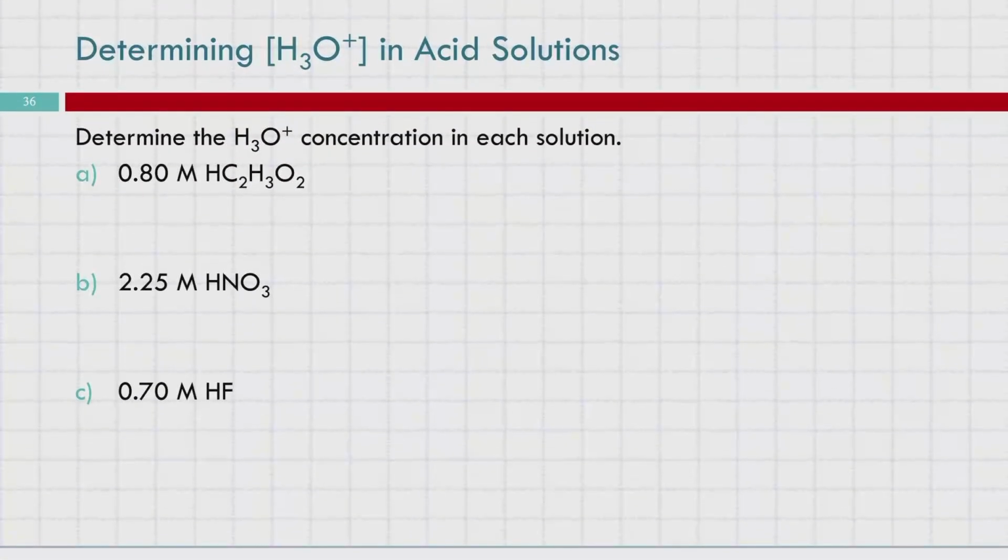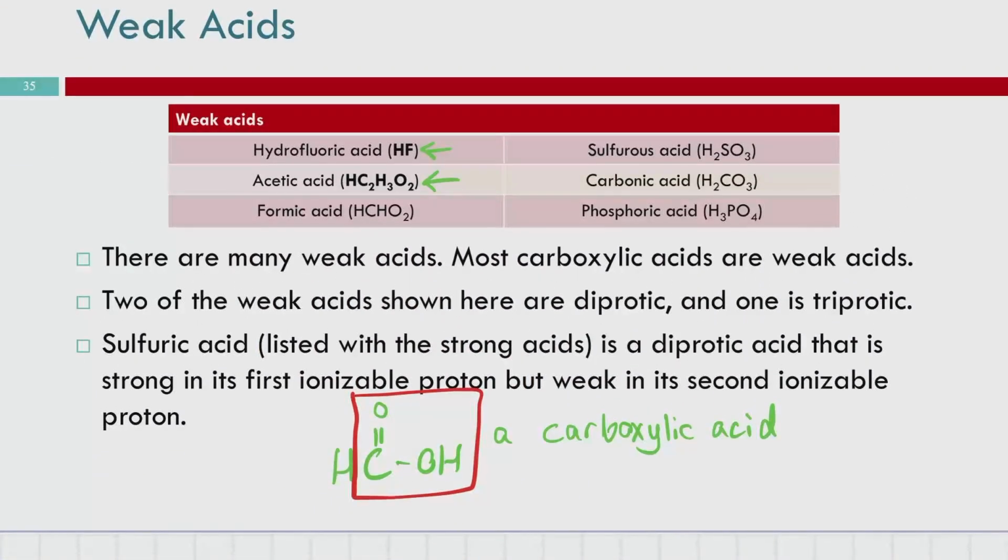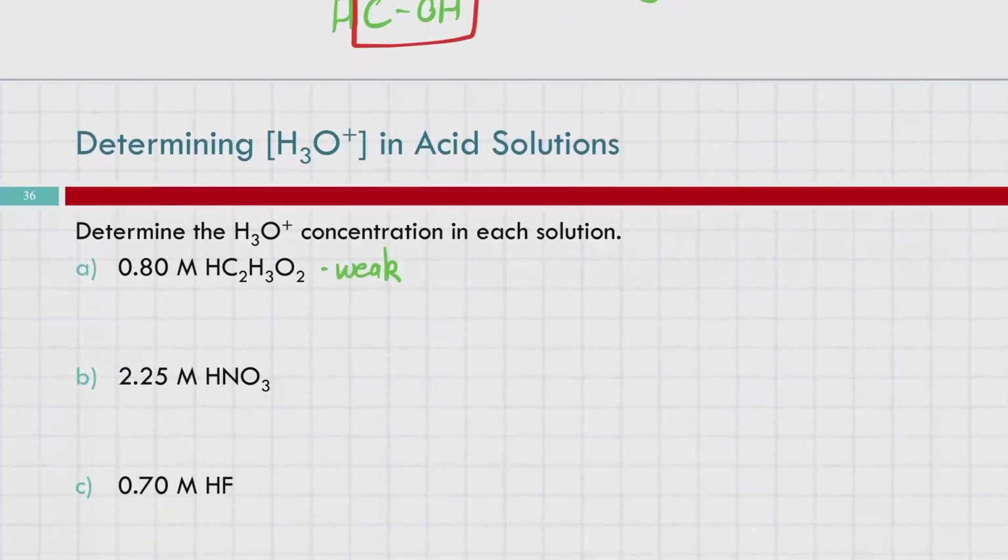Okay, so knowing whether things are strong or weak can play a role in determining ion concentrations in solution. So we want to determine our H3O plus concentrations for each of these solutions. The first thing that we need to do is identify, are they strong acids or weak acids? HC2H3O2, acetic acid, is it strong or weak? It is weak. We know that because we can reference back to our chart. It's here in our weak acids table. So this is a weak acid.